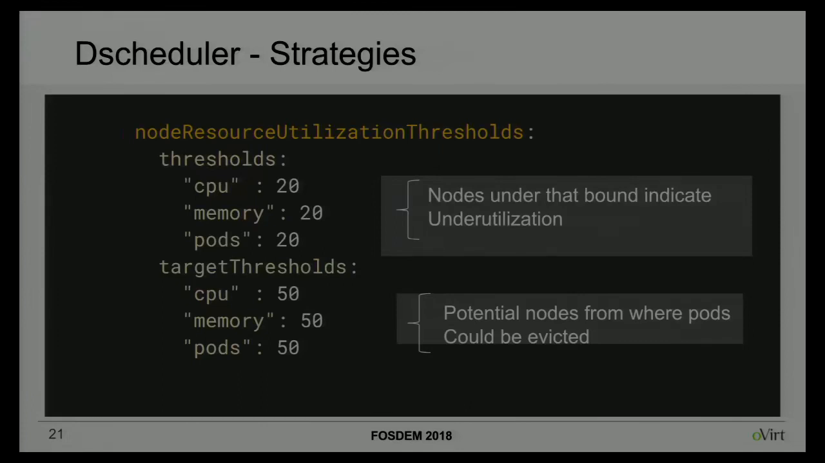We can also define target thresholds for the nodes you want to evict pods from. That will be the other example. All the values above 50 CPU, 50 memory, 50 pods will cause a pod to be evicted from that specific node.